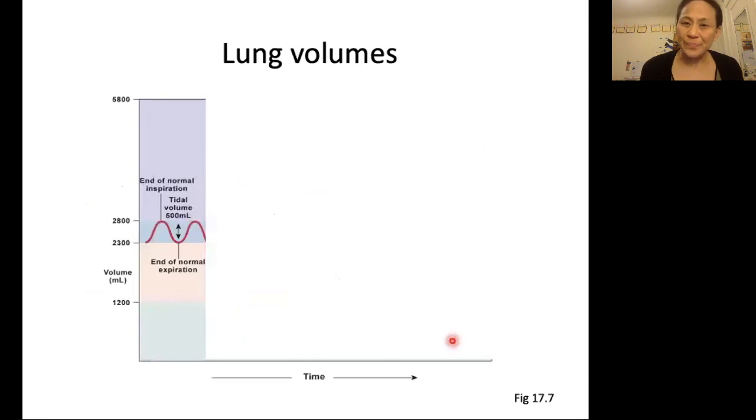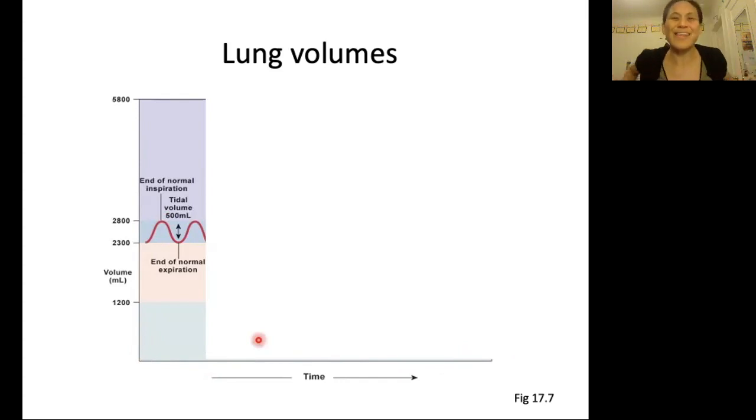We have names for the volumes of air that we move into and out of our lungs. These volumes are shown on this plot. What you have here on the y-axis is volume. The red line is the volume in the lungs at a particular time, which I should have pointed out. The x-axis is time here. To illustrate these lung volumes, I'm going to walk you through some breathing exercises.